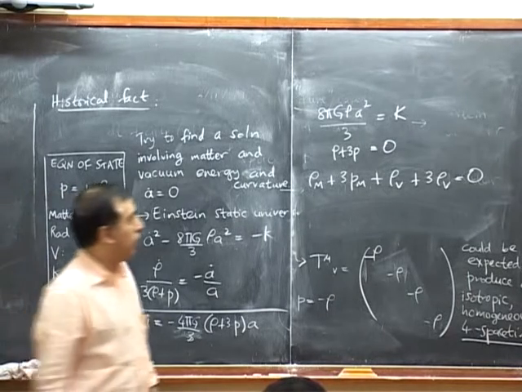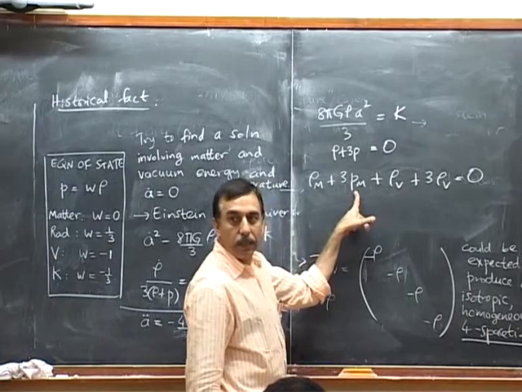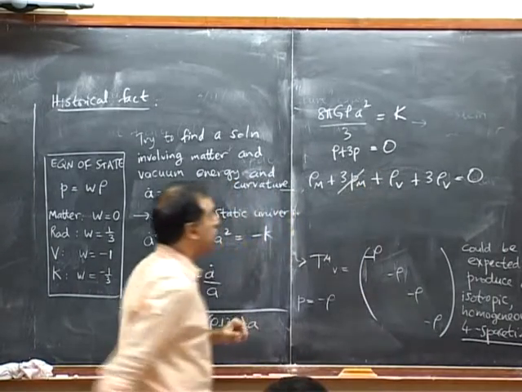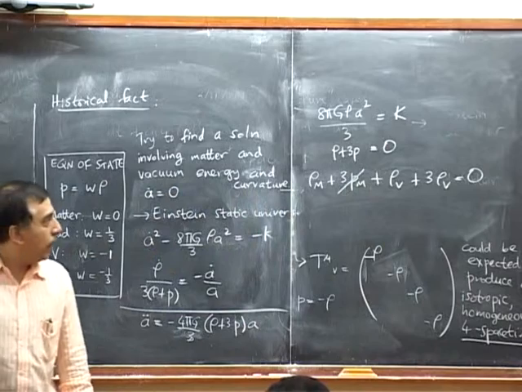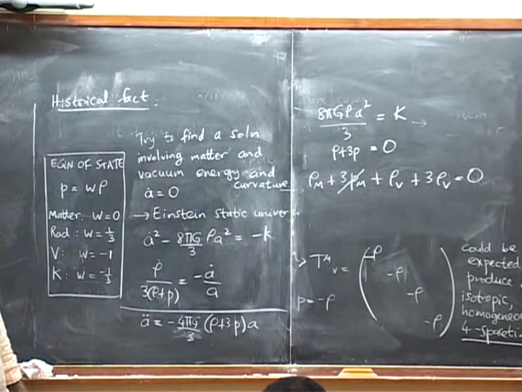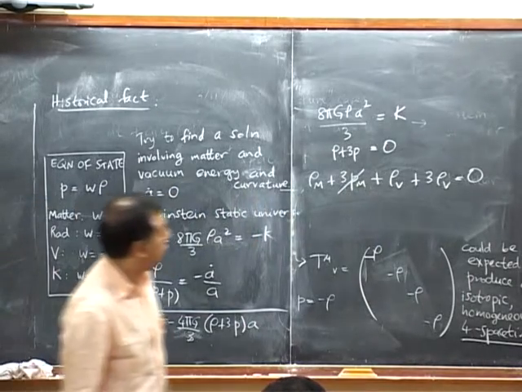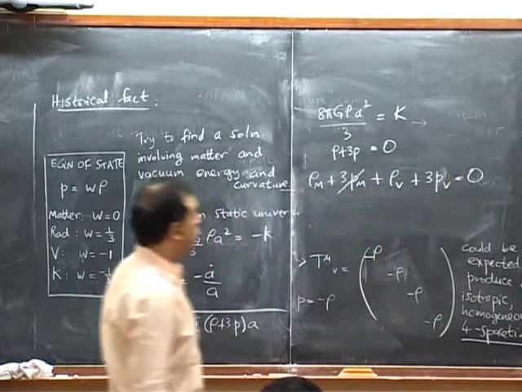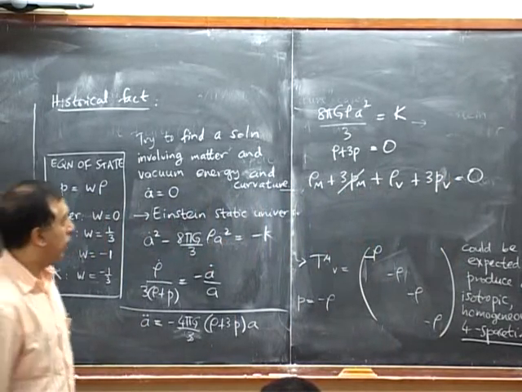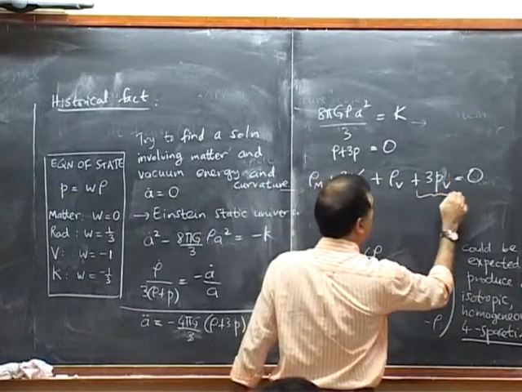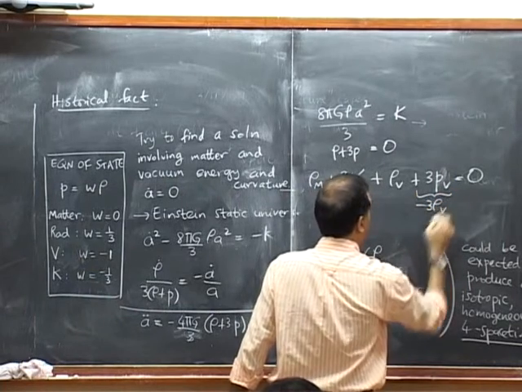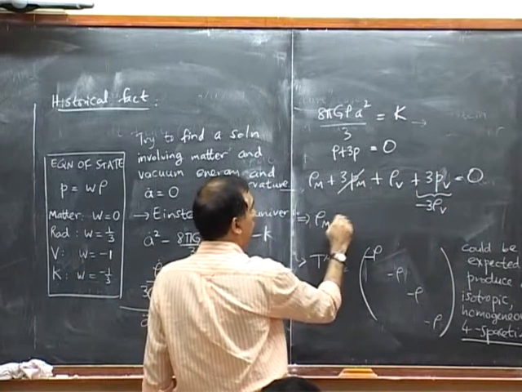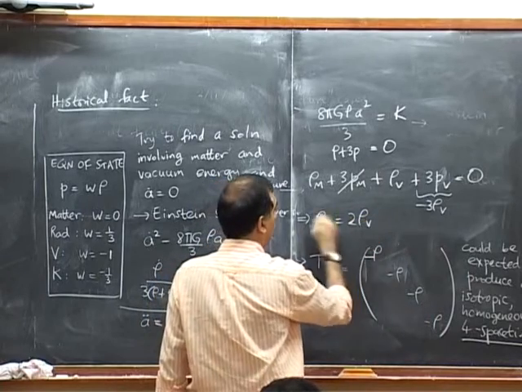Well, p for matter is 0. Matter means pressureless dust. So that's gone. And what's the relation between rho vacuum and p vacuum? I think I've written something wrong. This is p vacuum. Okay. So p vacuum is minus rho vacuum. So this term is minus 3 rho vacuum. So from this we get that rho matter is twice rho vacuum.